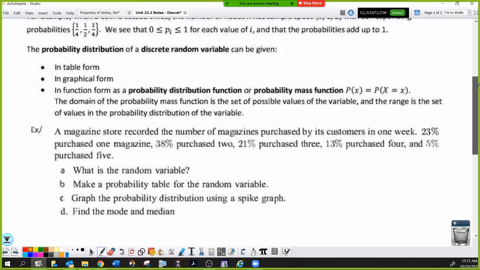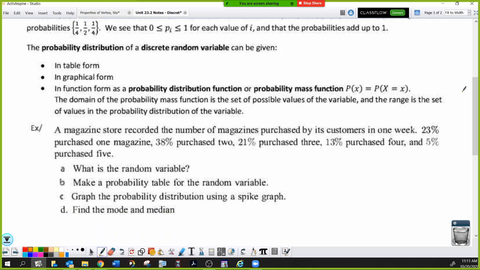Now, probability distributions can be given in table form, which is actually how you see it often. You often see them done in tables, especially in the IB exam. Graph form, which we're going to be making graphs and tables, or a probability distribution function, also known as a probability mass function. The domain of the probability mass function is the set of possible values of the variable. So those would be the x1s through xn's, and the range is the set of probabilities, P1 through Pn. Okay. Let's just jump right into it.